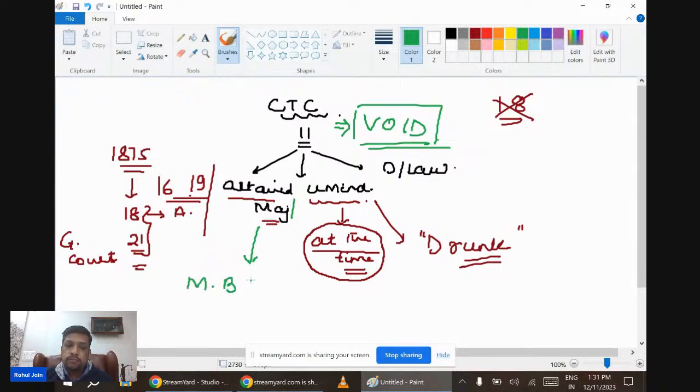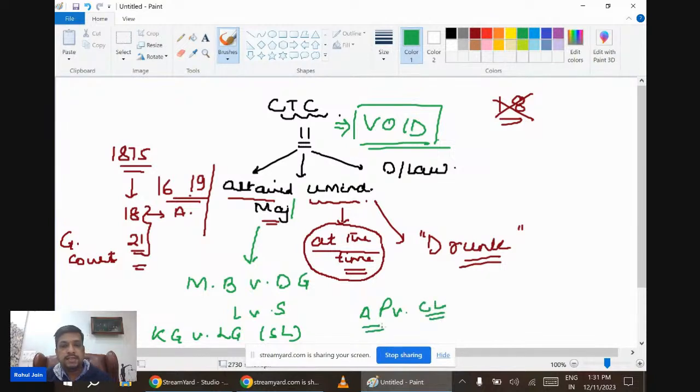Mohori Bibi versus Dharmodas Ghosh, Leslie versus Shield, खान गुल वर्सेस लखा सिंह, सर शादीलाल इसमें थे, और अयोध्या प्रसाद वर्सेस चंदन लाल. Ajodhya Prasad versus Chandan Lal, and the conclusion. Now, one thing, when you are appearing in a subjective paper, you need to give time and space to all these four cases to develop your best answer, the model answer.